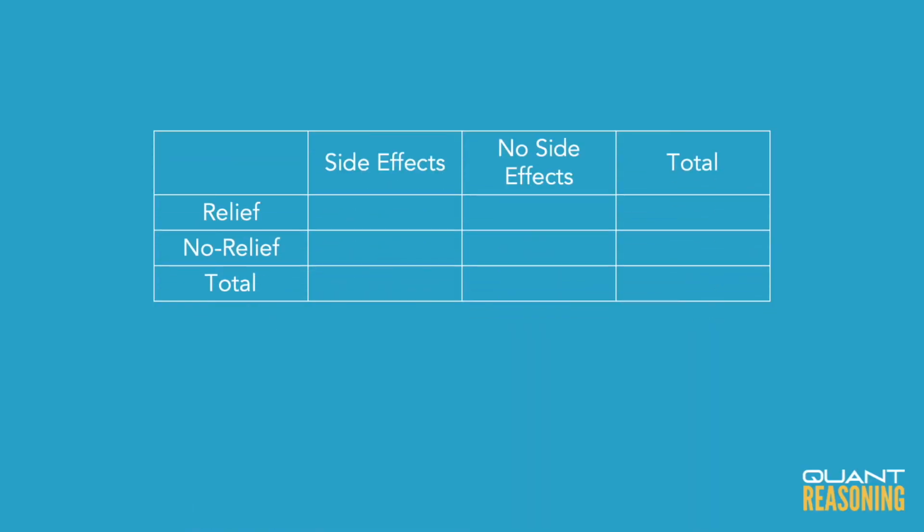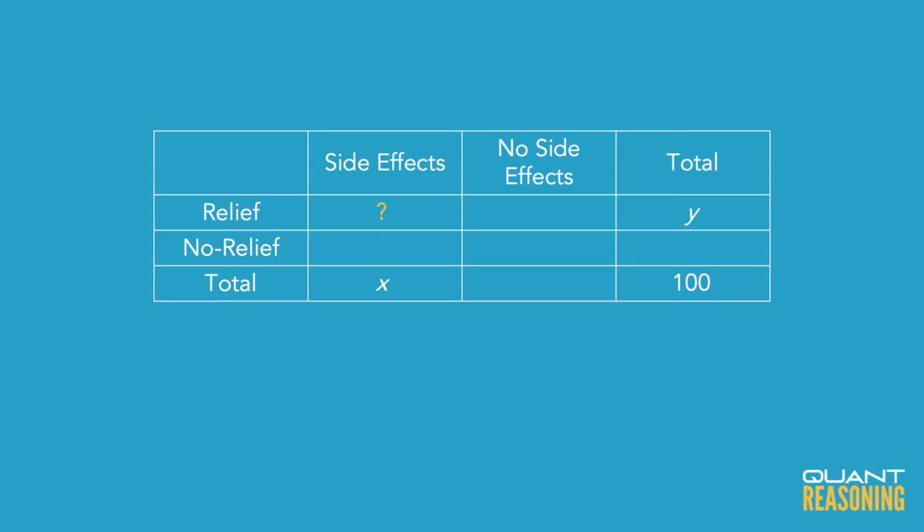We have here side effects, no side effects, total, and relief, no relief, total. We'll put 100 in the total because we're talking about a percent out of the total. And we'll put an X for the total side effects and a Y for the total relief. Now the question wants to know what percent of 100, what percent of the total had both. So we have a question mark there in that top left cell.